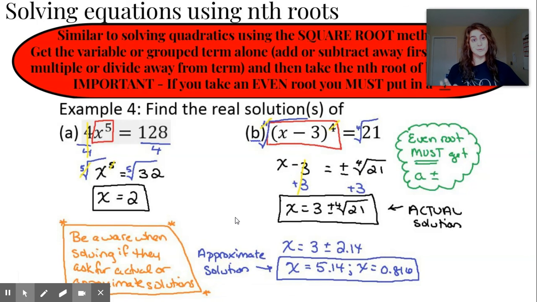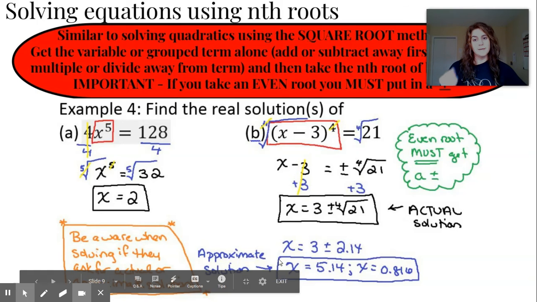And again, take note, it might let you give approximate solutions, or you might have to give actual solutions. Actual solutions are those simplified radical forms. Approximate solutions are your decimals. Okay, and we'll go through more practice problems with these in class.